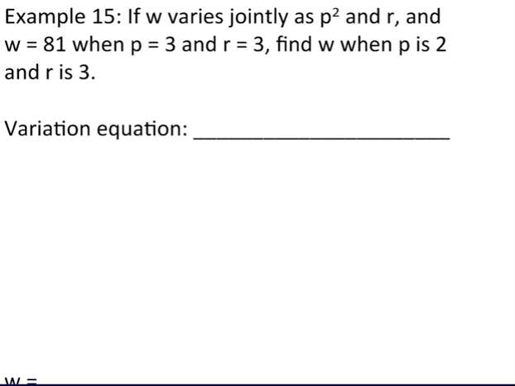Let's look at example 15. W varies jointly as p squared and r. W is equal to 81 when p is equal to 3 and r is equal to 3. Find W when p is 2 and r is 3. So W varies jointly as p squared and r, and W equals 81 when p is equal to 3, r is equal to 3. So we're going to substitute those numbers in to find k.